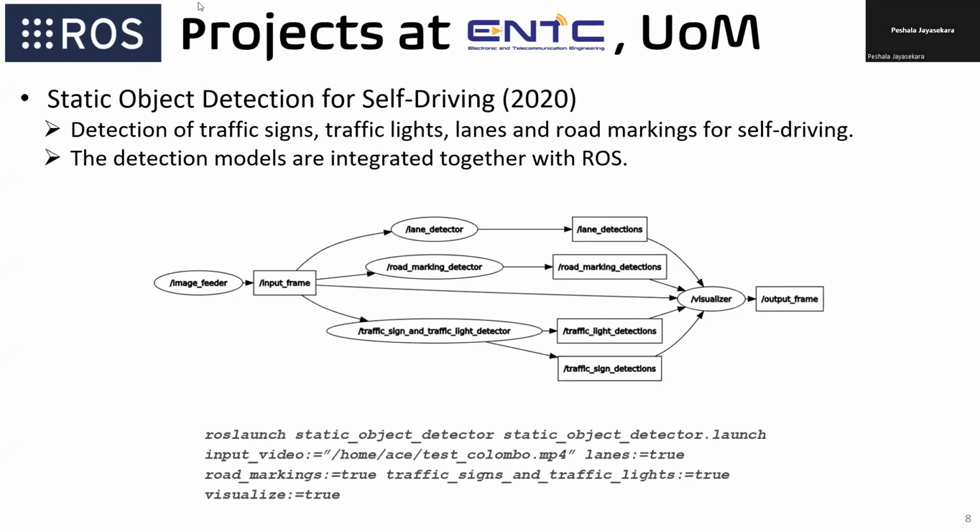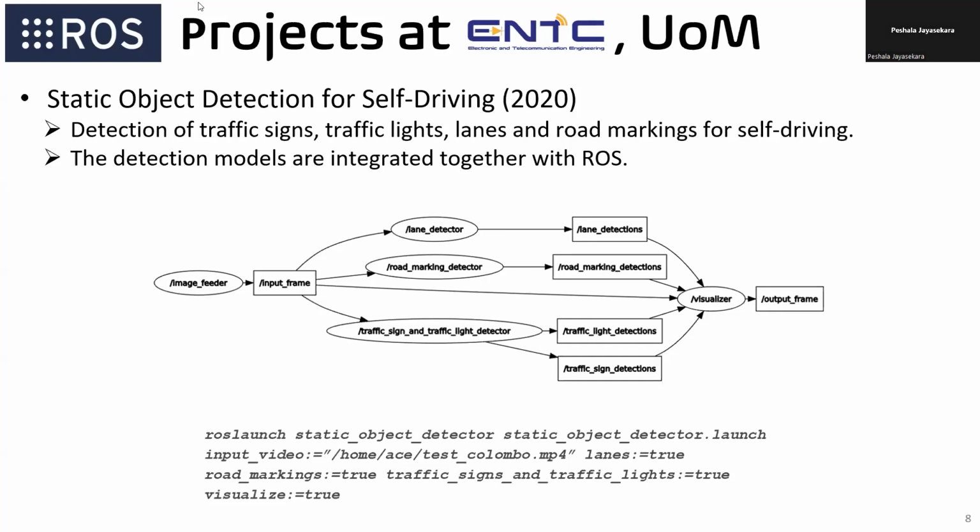As the detection algorithms, we use three separate deep neural networks, one for detecting lanes, one for detecting road markings, and the other for traffic signs and traffic lights. Those convolutional neural networks are built based on deep learning frameworks such as PyTorch and TensorFlow.